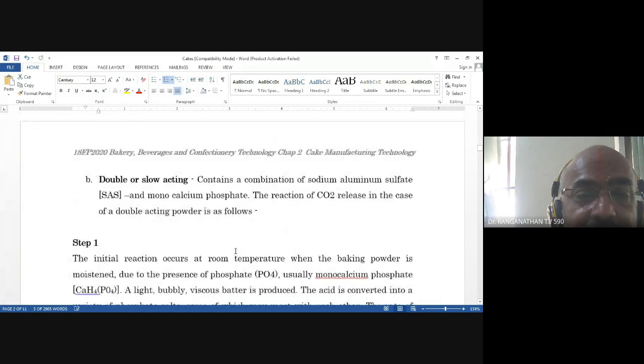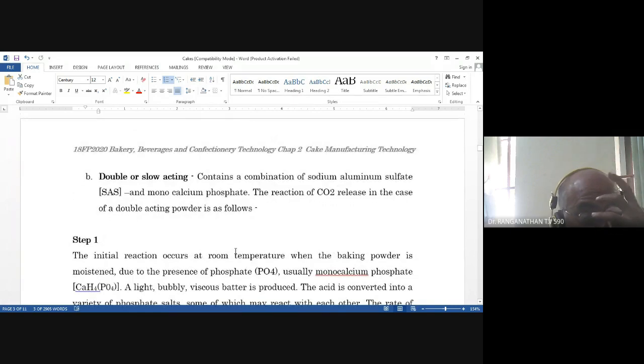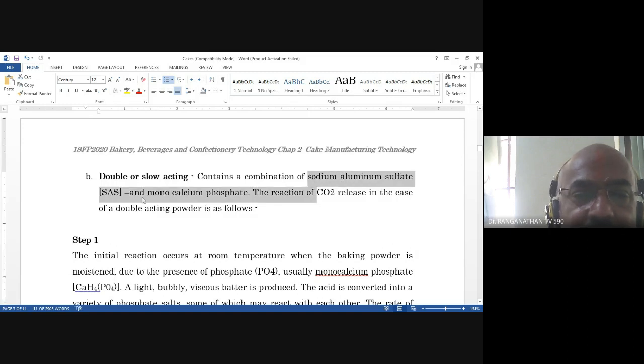Okay. The second thing is called a double acting or slow acting. Double acting powder is what we normally use here. It is slow acting because it has a characteristic where the leavening takes place both at room temperature and also at the temperature of the baking. So it has a combination where the change in acidity is made slowly, so that there is a liberation of carbon dioxide. So it is a combination of sodium aluminum sulfate and monocalcium phosphate.